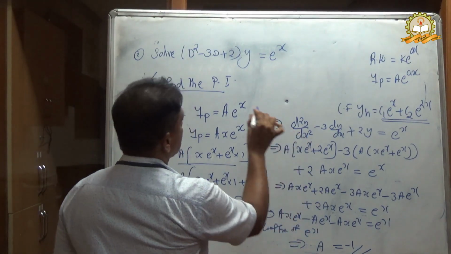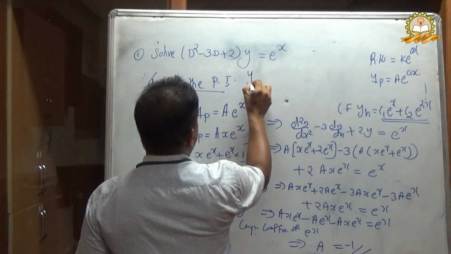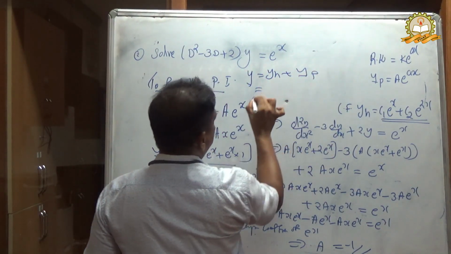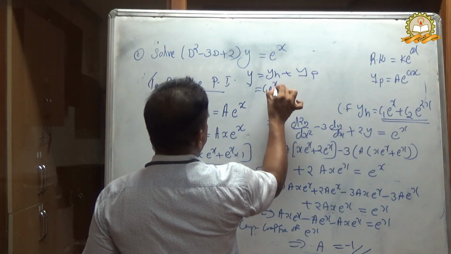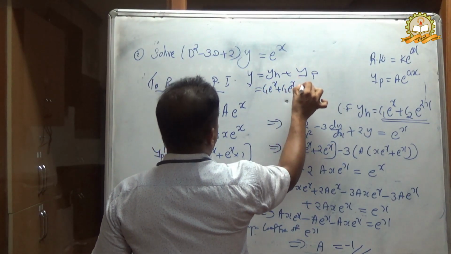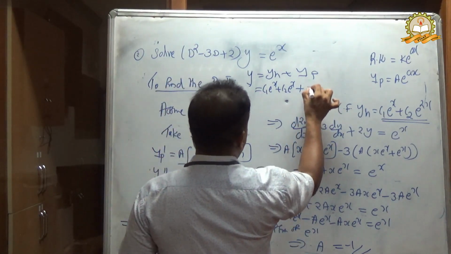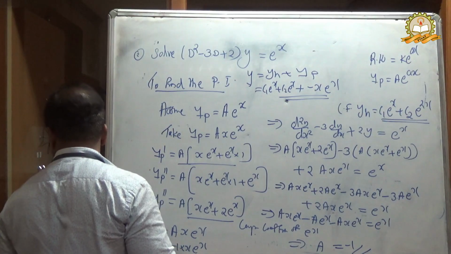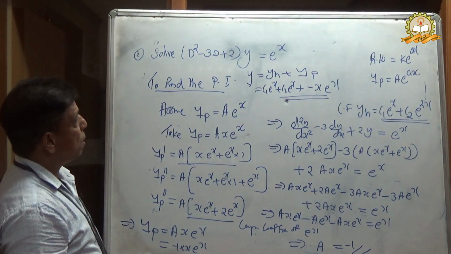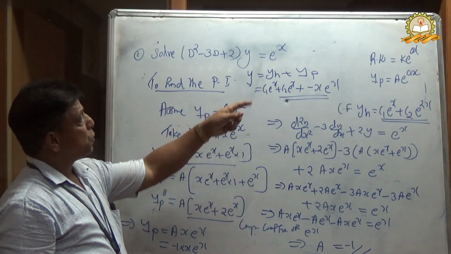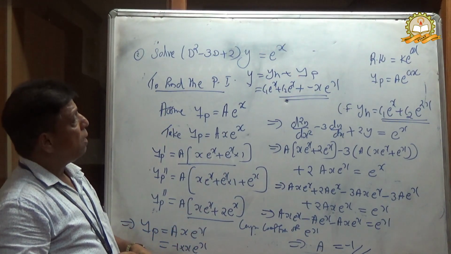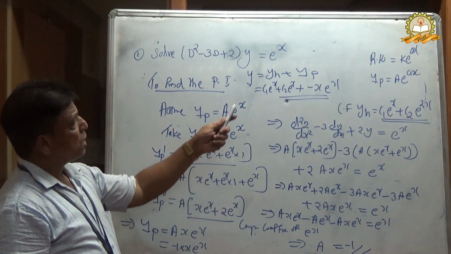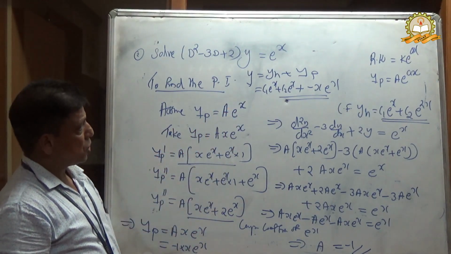Therefore, the final solution y is equal to y of h plus y of p. Y of h is equal to c1 into e raised to x plus c2 into e raised to x, plus yp is equal to minus x into e raised to x. This is the final solution of the given problem. Therefore, the final solution will be a complementary solution plus particular integral. Therefore, the final solution will be c1 into e raised to x plus c2 into e raised to x minus x into e raised to x.